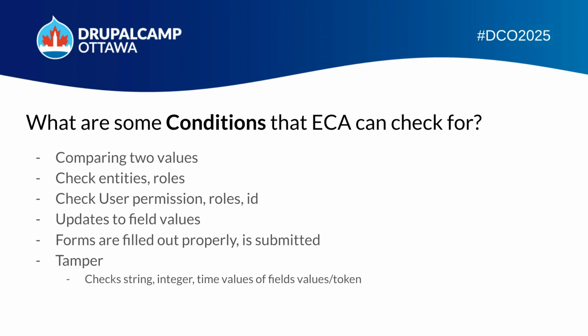Now conditions, different types of conditions that we have. I define what they are, but just to do a quick overview of different types of conditions: you have comparing values, checking to see if entities exist, checking to see if the user actually has permission to do what they're trying to do with roles, checking user permissions or IDs. So you could have something that only admins can do, or something that you want anonymous users to do. You just define it.